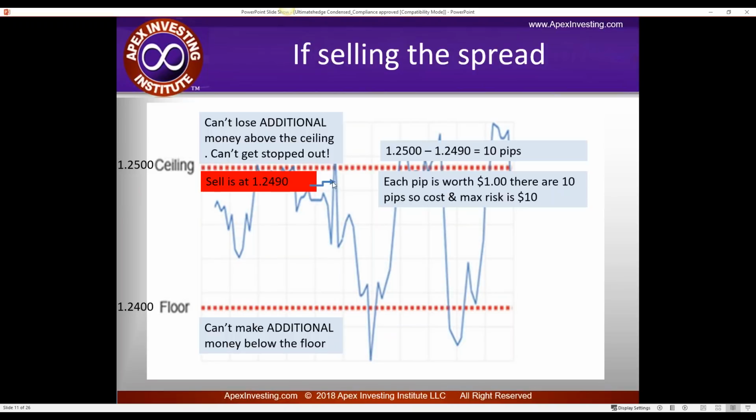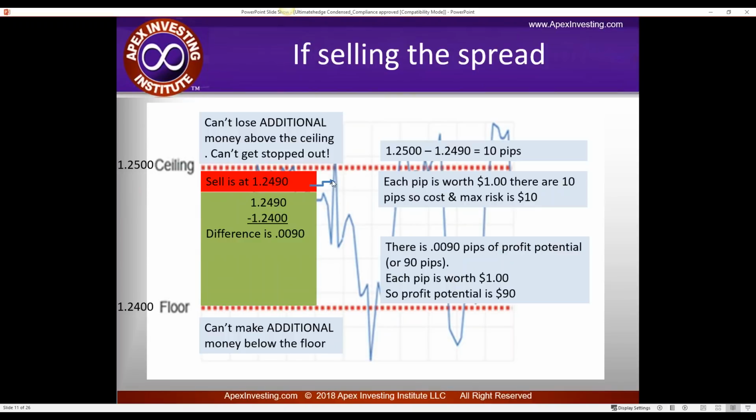So how much do you think I have to put up out of my account to enter this trade? Again, like I said, your maximum risk is the amount you put up to get in the trade. So I have to put up $10 out of my account. And what is my potential? Well, I can potentially make money all the way down to the floor. If I sold at 24.90 and the floor is at 2,400, I've got a potential profit area of 90 pips. At $1 a pip, that's $90.